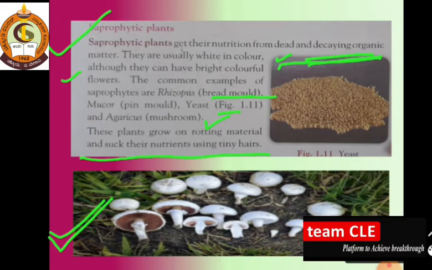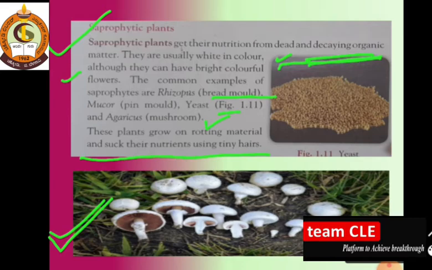Totally 3 examples are there. Saprophytic plants are having totally 3 examples in your textbook. So I have taken only the 3 names, that is Rhizopus, Mucor and Agaricus. Okay, these are the biological names. So you have to be more focused on these words because these examples are difficult to remember. So daily just you have to take the practice.